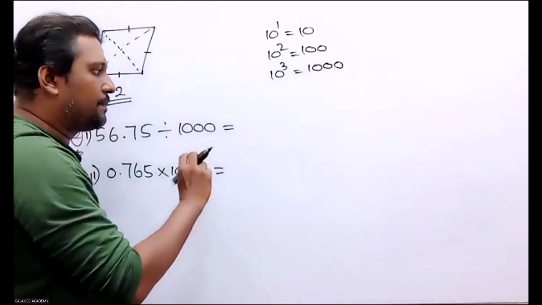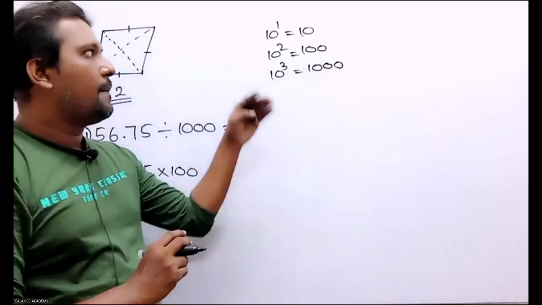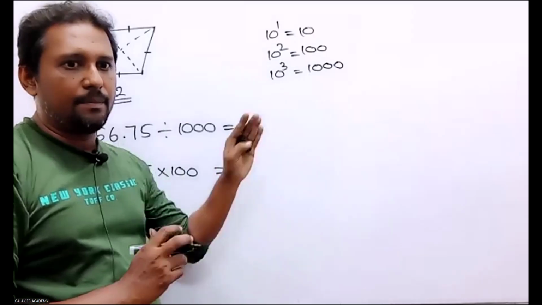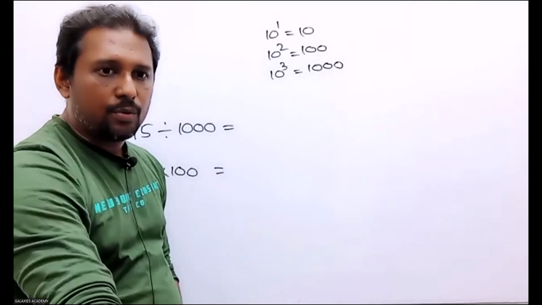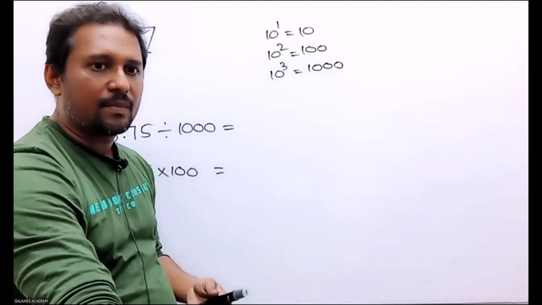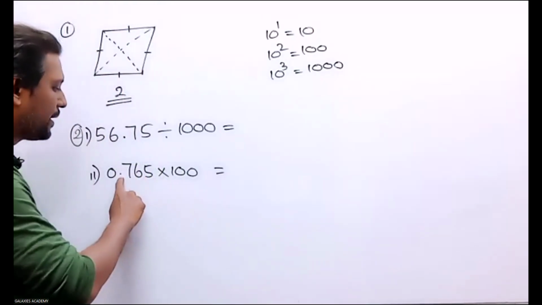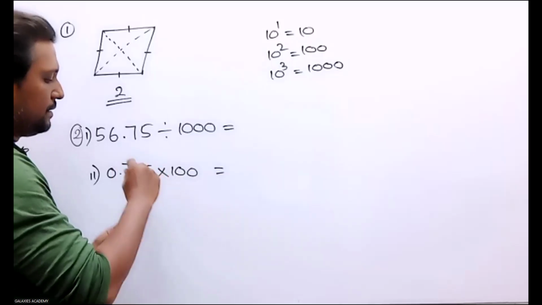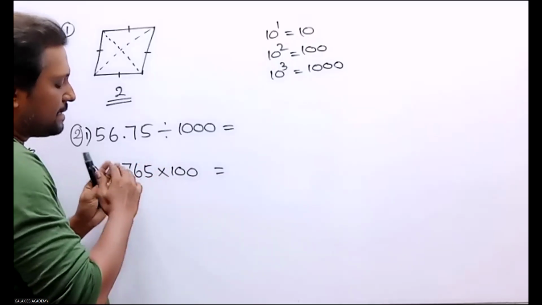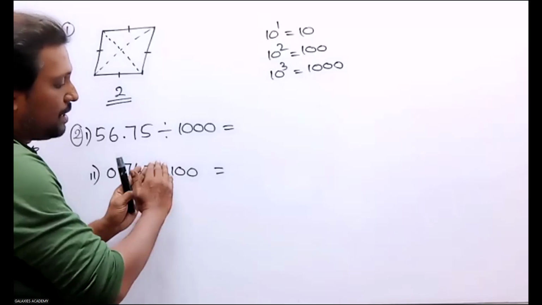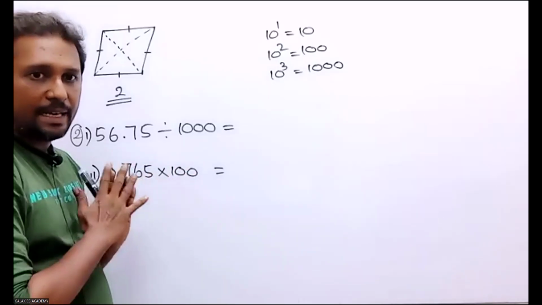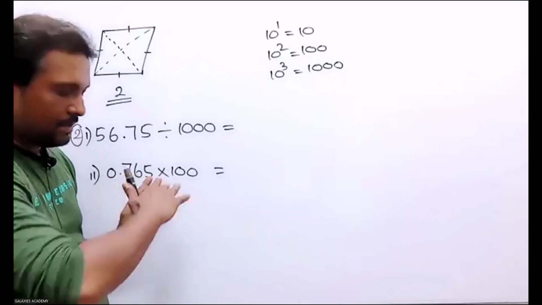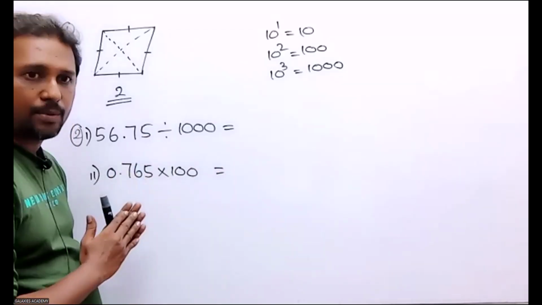When you multiply a decimal number by a power of 10, that means 10, 100 or 1000, you have to take the decimal point to your right hand side. The number of places is equal to the number of zeros of the multiple of 10.